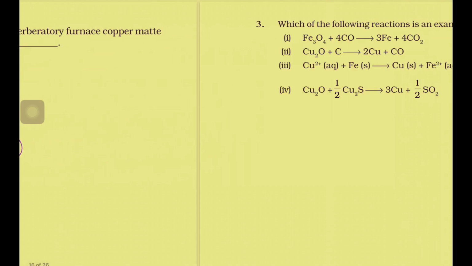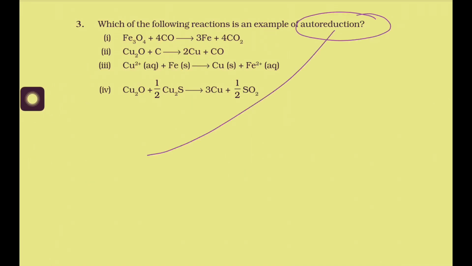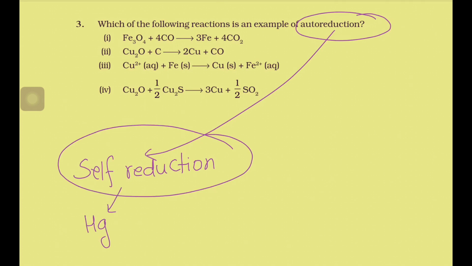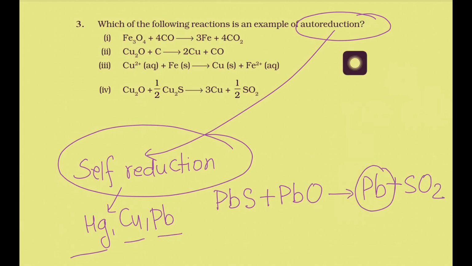Let's see the next question. Which of the following reactions is an example of auto reduction? Auto reduction, or we can say self reduction. Basically, this occurs in the case of mercury, copper, and lead. For example, in the case of lead, if we have sulfide ore, we will first roast it partially to PbO, and PbO and PbS will undergo self-reduction to form Pb and SO2, and the metal in reduced form is obtained. So this is self-reduction or auto-reduction.